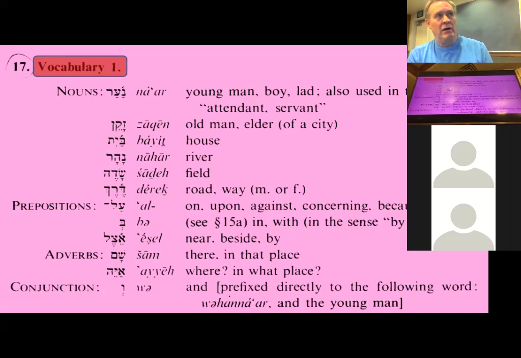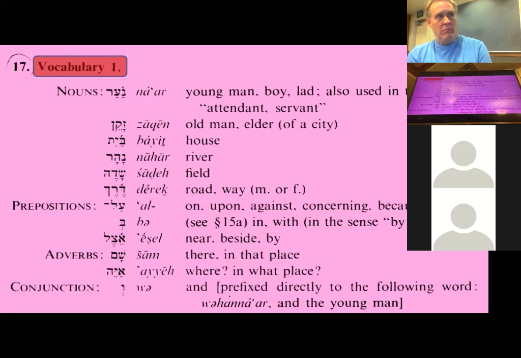River is nahar. Field is sade. Road or way or path was derek. And those are all nouns. Prepositions in front of a noun. The word for on, upon, against, concerning, because, or over is al.